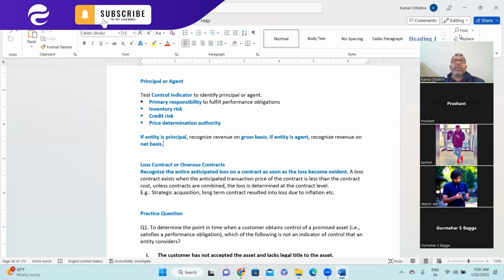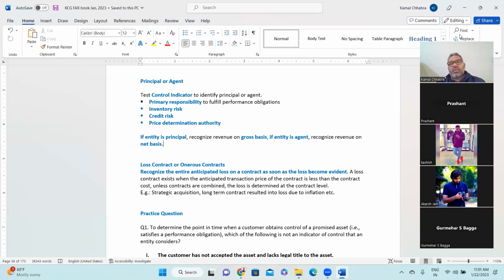If for any reason a flood comes at one particular part of the world and they lose, let's assume, $10,000 of inventory, whose loss will it be? The agent's or Ayush and Prashant's company? Sir, Ayush and Prashant's company. Right? So who is holding the inventory risk? That also indicates the control or the ownership.